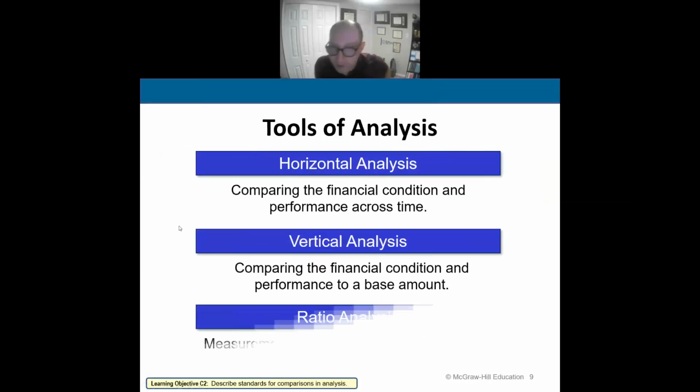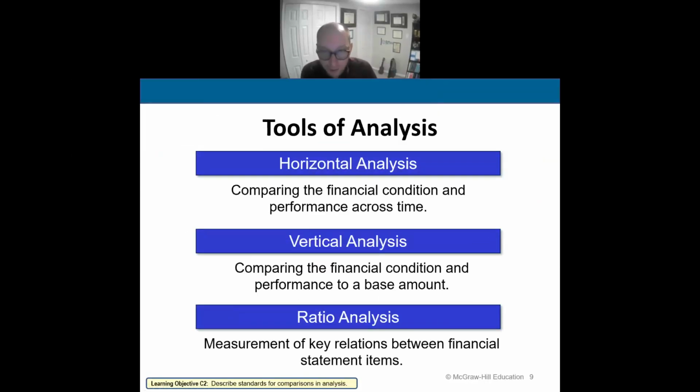How do we do it? One of them I just talked about. It's called the horizontal analysis. And these are the three primary tools that we use in analyzing our financial statements. The horizontal analysis, which is the first one, compares the financial condition from year to year, or month to month, or quarter to quarter. Usually year to year is how often I do it personally.